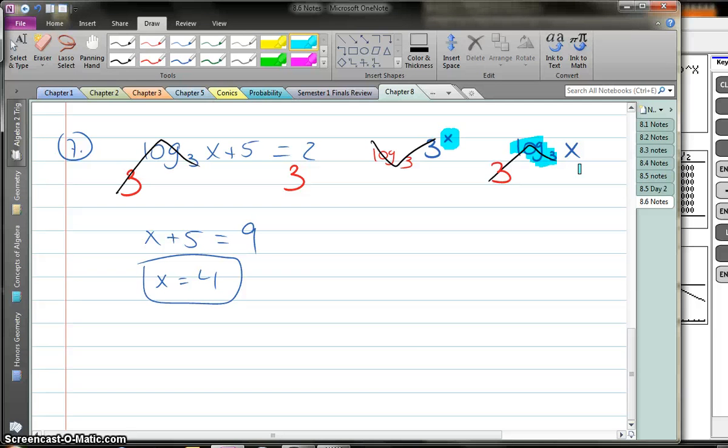Now tomorrow we're going to take a step further and talk about extraneous solutions, but for now, we're going to take a day and just really focus in on this solving, and then we'll be good to go.